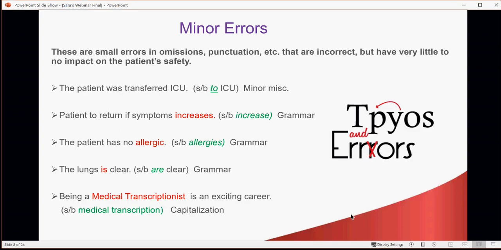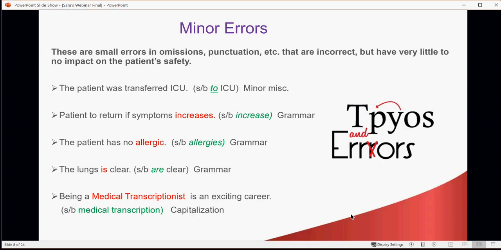Minor errors. These are small errors in omission, punctuation, etc. that are incorrect but have very little to no impact on the patient's safety. Some examples would be "the patient was transferred ICU." Should be "patient was transferred to ICU." We've missed out the word "to." It becomes an omitted word. It's minor. Everyone would understand what is meant by that statement and would not affect anything.